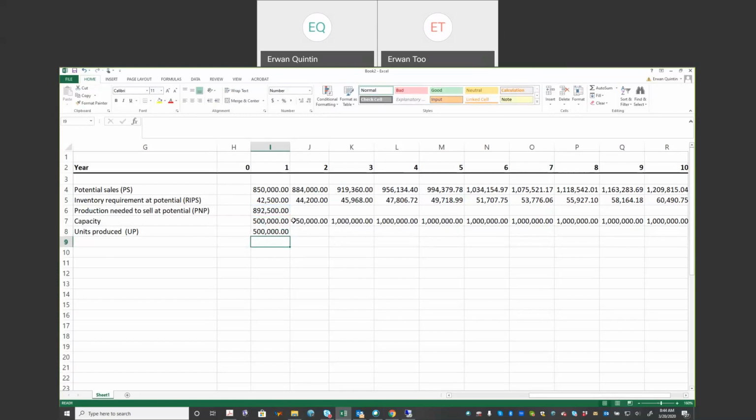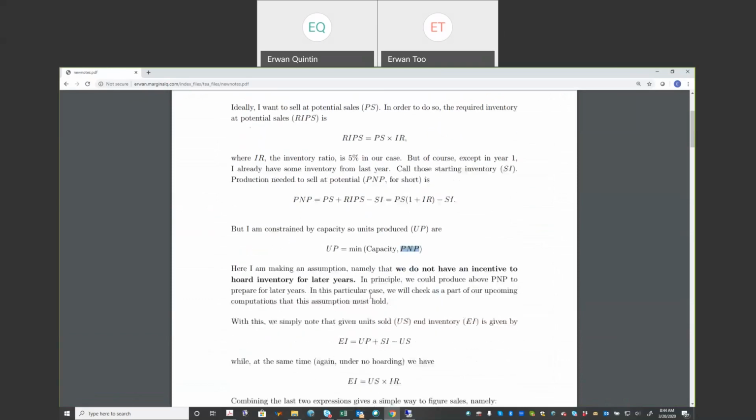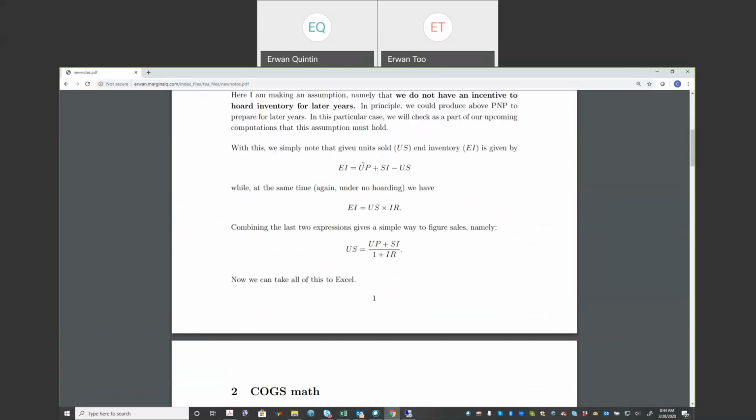One is how much am I going to sell? And two is how much am I going to keep in inventory? So let's go back to our notes. The way to figure out inventory and units sold is going to be as follows.